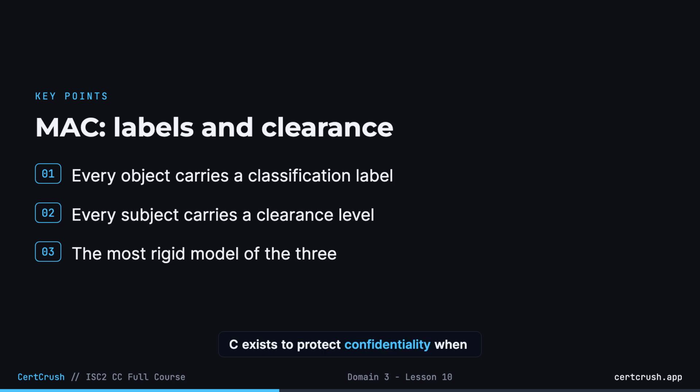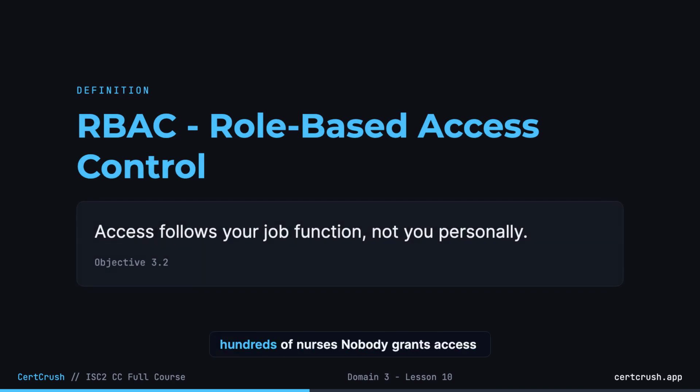Quick recap of the 2 so far. DAC, the owner decides. MAC, the system decides through labels. Feel the difference? Good, because the third one is neither. Model 3. RBAC, Role-Based Access Control. Walk into a hospital. There are hundreds of nurses. Nobody grants access to each nurse one at a time. Instead, there is a role called nurse.